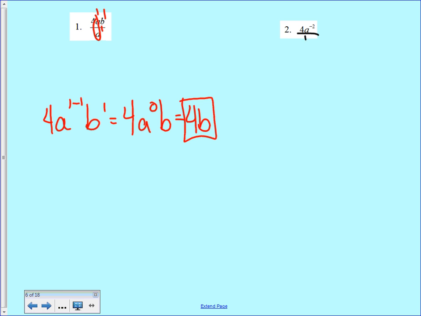So this is the same thing as 4a to the negative 2 divided by 1. So I want to take just the thing with the negative exponent, and that's going to flip. Notice that I'm not flipping that 4 to the bottom of the fraction, just that a to the negative 2. So we're going to divide it, and then we're going to have a to the 2. So once I've flipped it to the bottom, then that exponent that is negative is going to become positive. Okay, so 4 over a squared.